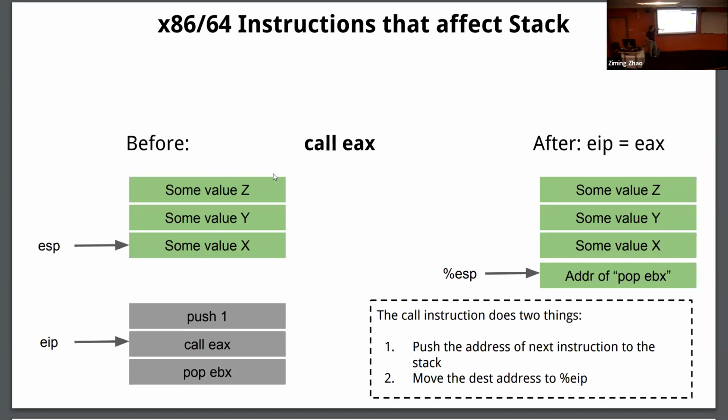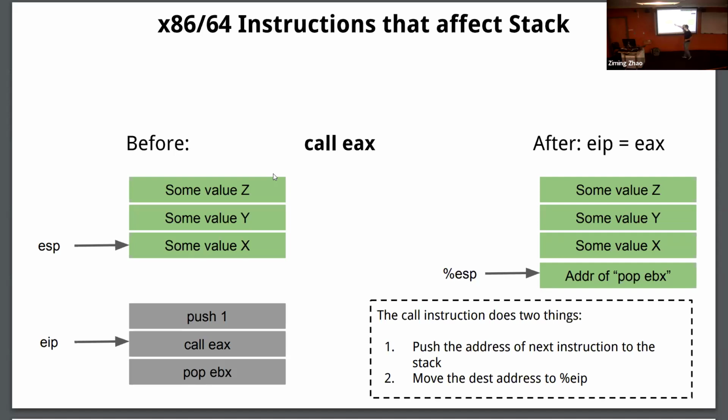Next, we're going to execute pop. Well, actually, next one, we're not going to execute pop. Next one, we're going to execute whatever is at EAX, right? But after we return, for call, we're supposed to return. When we return, we are supposed to keep executing. So what this call instruction does is two things. First, it pushes the address of the next instruction to the stack. So it pushes the address of pop EBX to the stack.